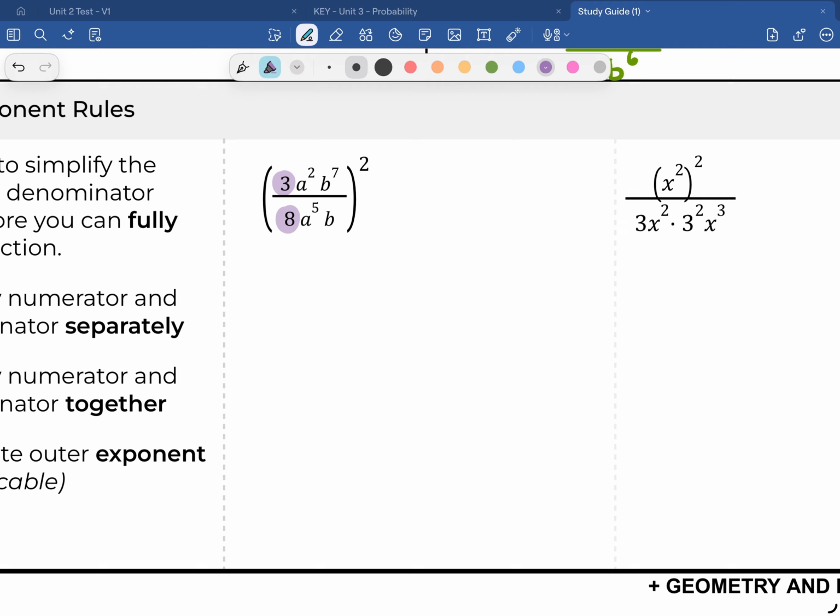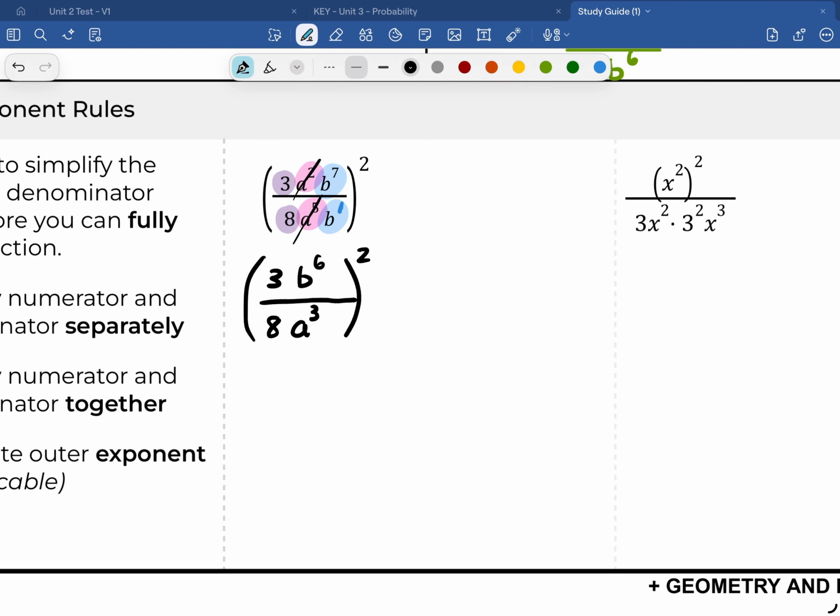So those can stay. But we can simplify a to the power of 2 and a to the power of 5. And so setting up our new fraction here, the 3 and the 8 can stay. We'll end up with a to the power of 3 on the bottom, because we could cancel those two out, subtracting the exponents like we did before. And we can simplify our b's together, so b to the power of 7 over b to the power of 1 will give us b to the power of 6.